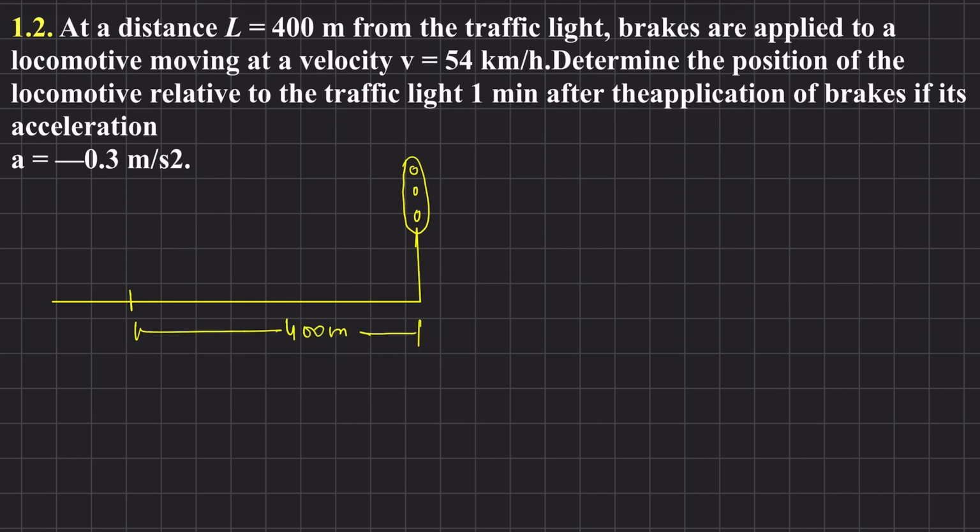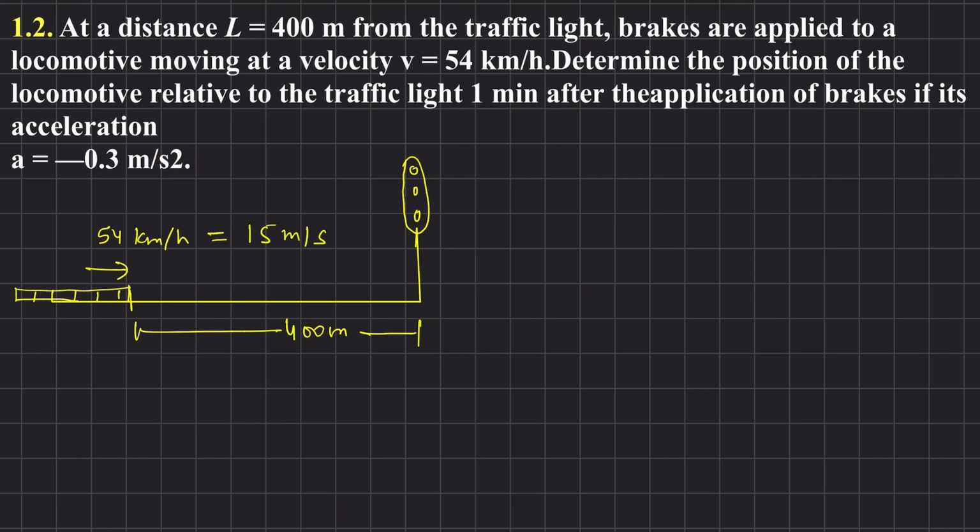From the traffic light, brakes are applied to a locomotive moving at a velocity of v equal to 54 kilometer per hour. Of course there is a locomotive; locomotive is an old word for trains. So it is having a speed of 54 kilometer per hour, which we convert in meter per second, it will be 15 meter per second.